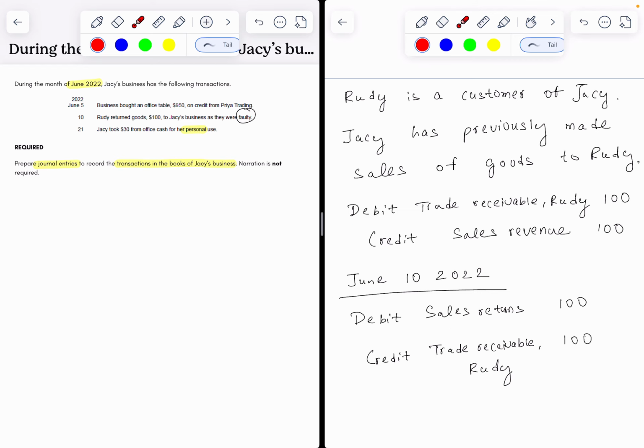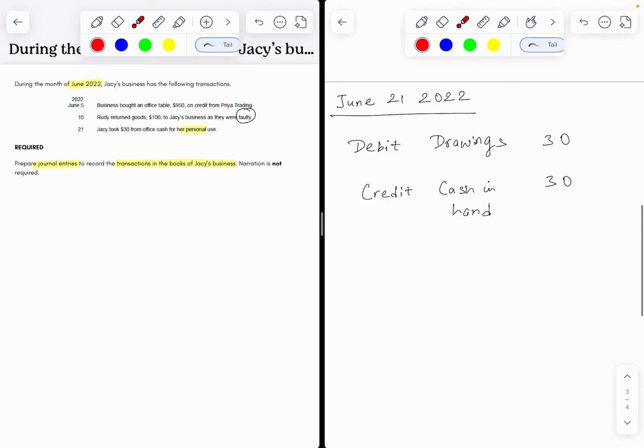All right. So you understand the different events that would take place on the day the sale was actually made and the day the returns would have actually been processed. So the way we enter the transactions in the books. All right. Okay. So let's now go to June 21, 2022. JC took $30 from office cash for her personal use.